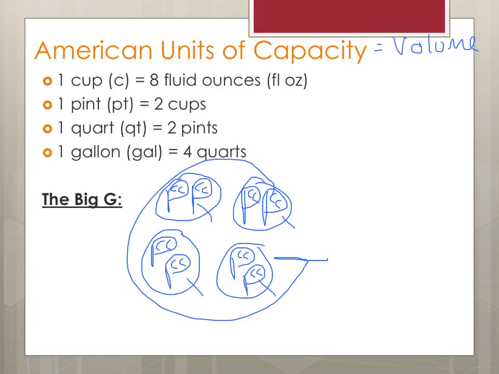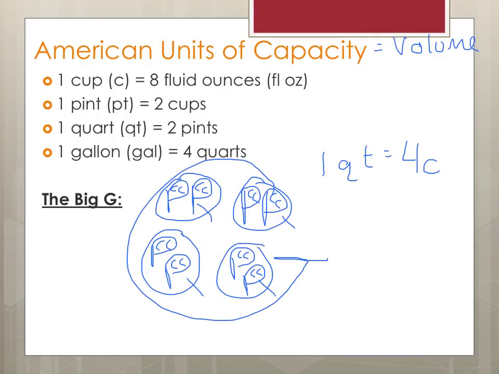Say if I wanted to go from cups to quarts. How many cups are in a quart? Well, within one of these Q's, let's count how many cups there are. 1, 2, 3, 4. So I would get the conversion factor 1 quart equals 4 cups.